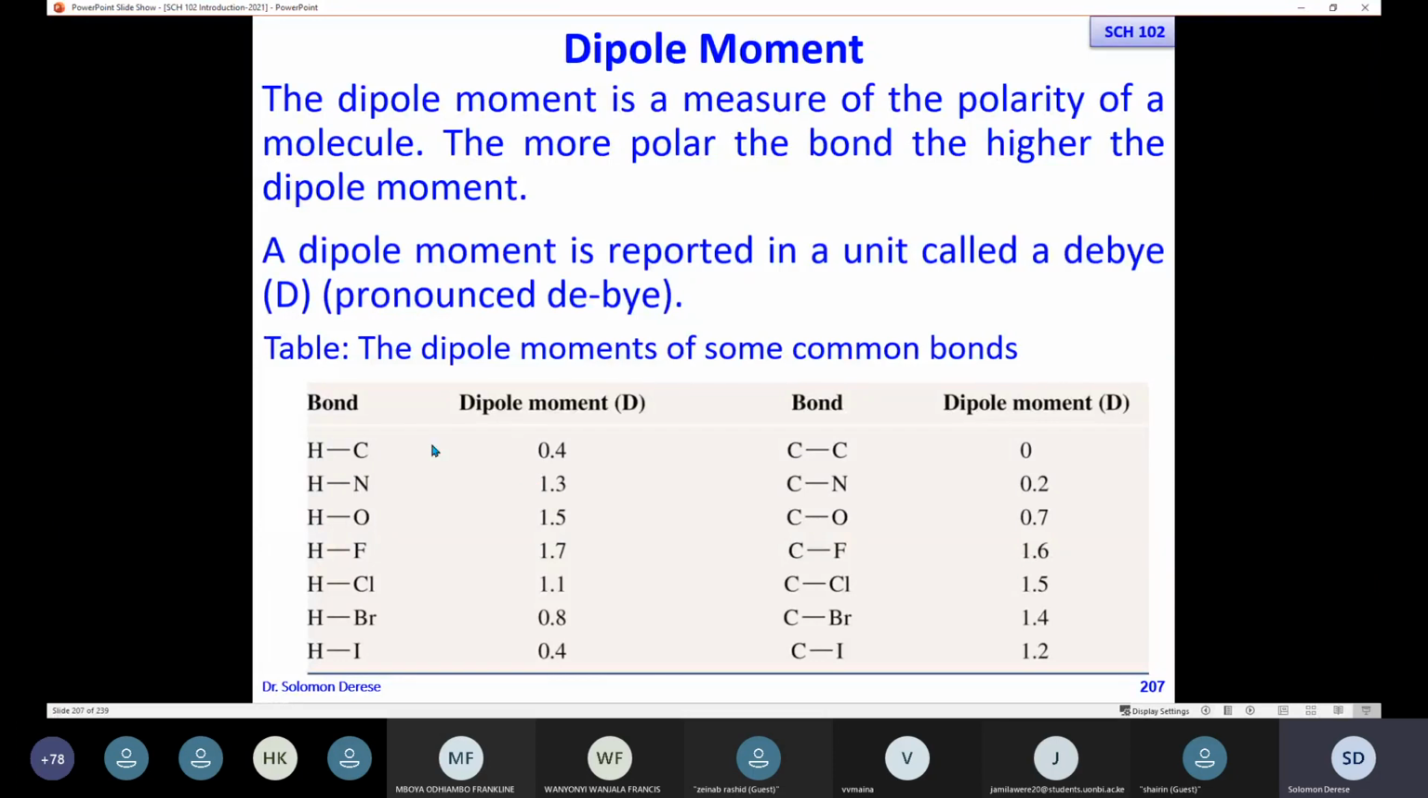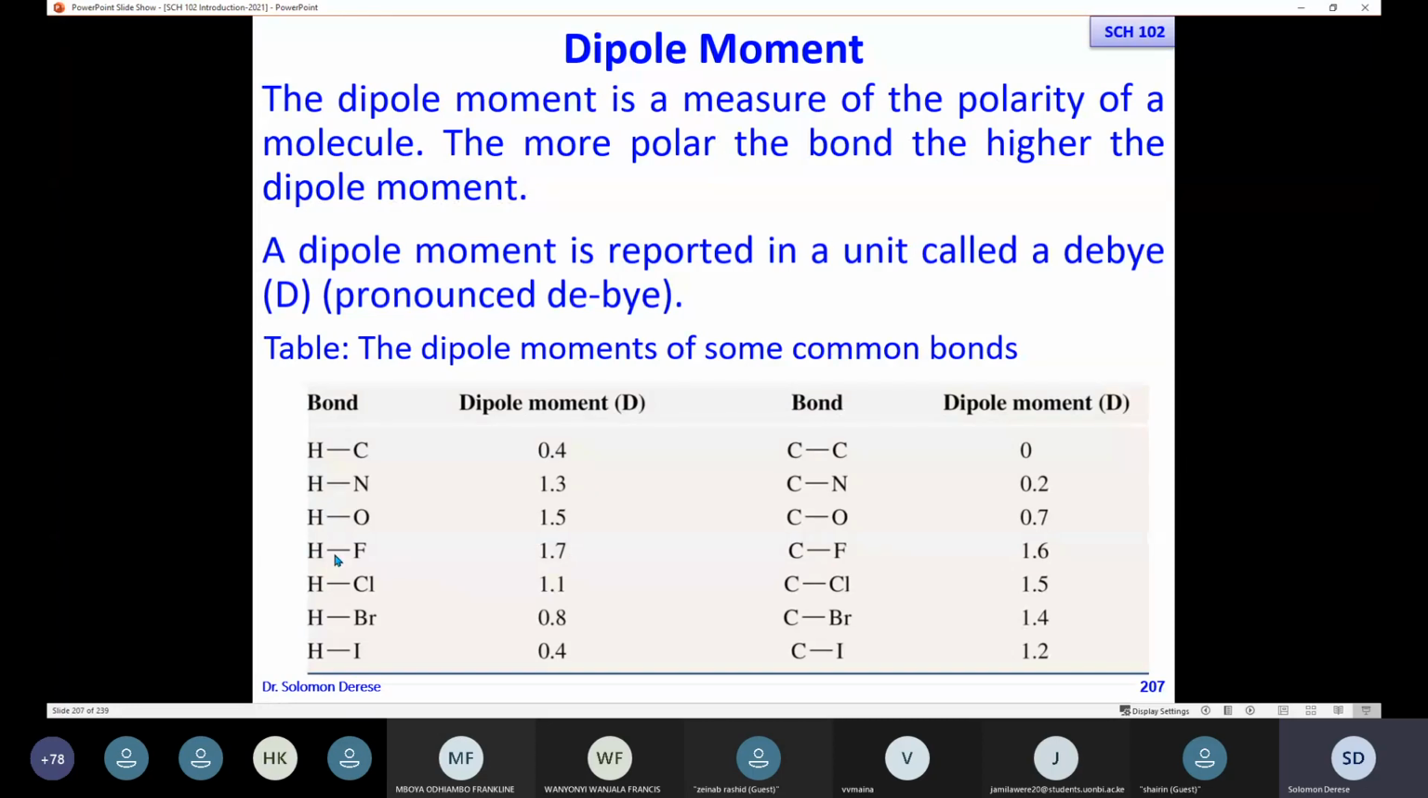Therefore, the hydrogen-carbon bond is less polar compared to the hydrogen-nitrogen bond, which is less polar compared to the hydrogen-oxygen bond, which is less polar than the hydrogen-fluorine bond. Therefore, we should expect the dipole moment, which is a measure of the polarization of a bond or of a molecule, to increase like this.